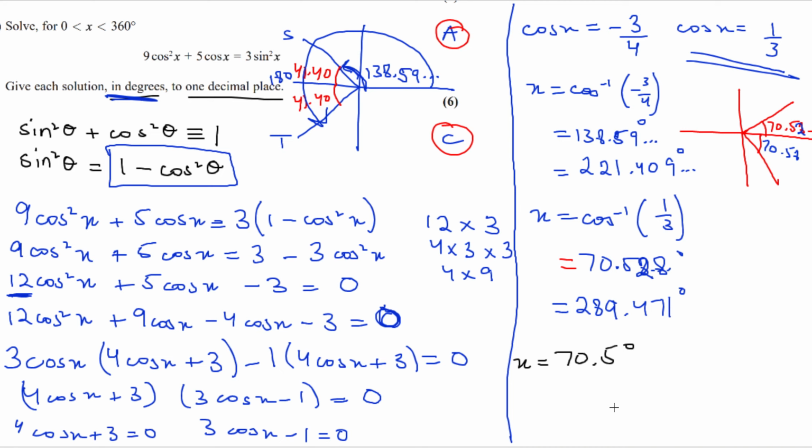So the answer is 70.5 degrees, and then the other one is 138.6 degrees. The third solution is 221.4 degrees. And the fourth solution is 289.5 degrees. Yes. And these are the 4 solutions to our equation.